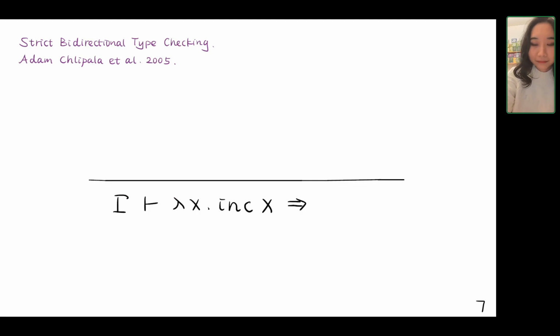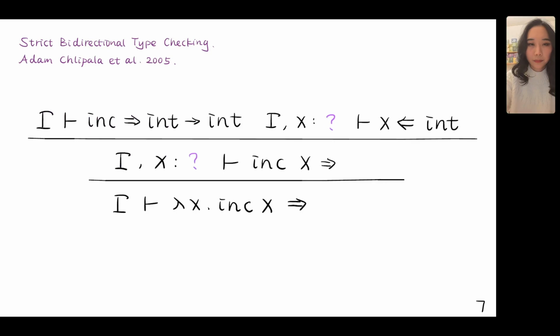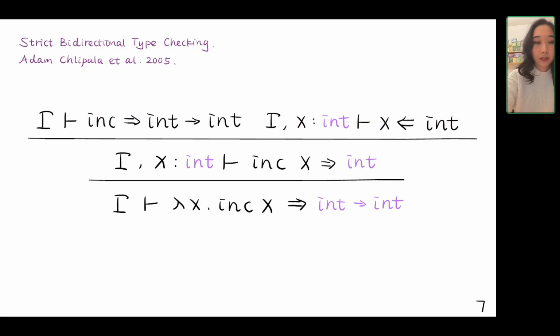So let's have a look at how to do that. So this would be in the extended context, increment x has some type. But we don't know what this question mark is. So let's go just one more step up. Great. So now looking at the right premise, we can deduce from this that actually this question mark should be an int. And now we can propagate this information downwards and say, well, let's fill in this question mark as int, and then we can infer the type of lambda x inc x.